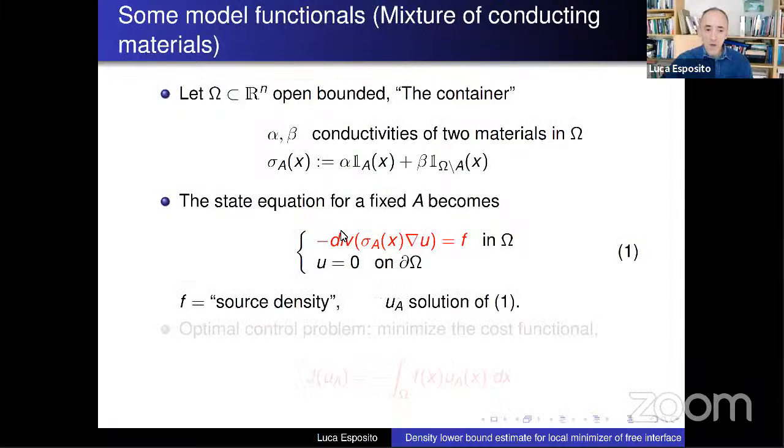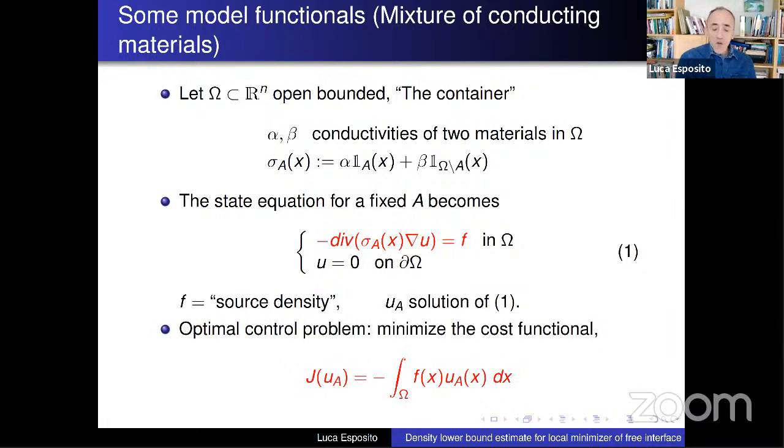On the boundary of omega, we require that u is a solution of this equation. And of course, this solution depends on the geometry of the problem, because it depends on the way we have fixed A inside omega. Then we want to minimize the cost functional. So we consider the following optimal control problem: we want to minimize this cost functional with the condition that u satisfies equation 1.